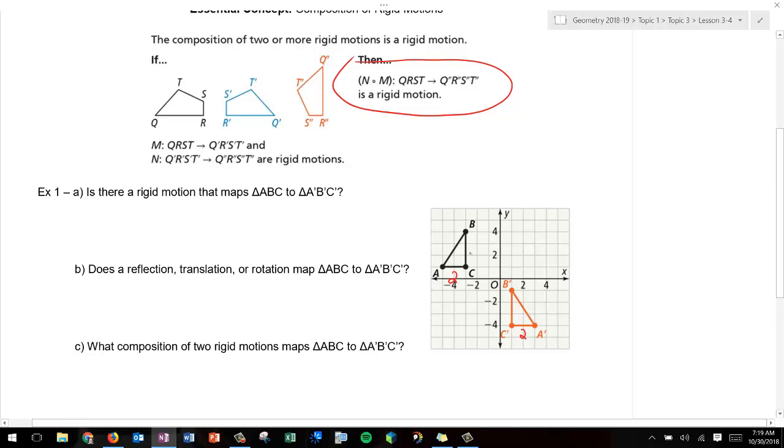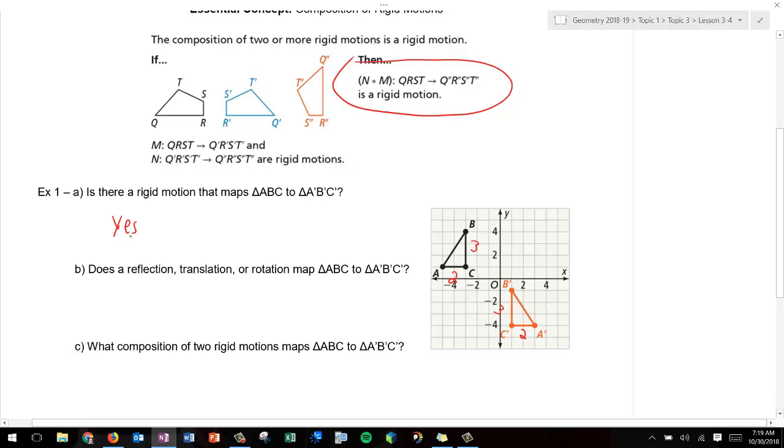And I look at BC. BC has a length of 3 units, and B prime C prime has a length of 3 units. Since they're right triangles, I know there's only one way to create the same right triangle with sides 2 and 3. We could do the Pythagorean theorem work if we wanted to, but it gives us the verification that we do in fact have triangles that are the same, so we can say there is a collection of rigid motions that allow us to map ABC to A prime, B prime, C prime. So we can say yes to that first question.